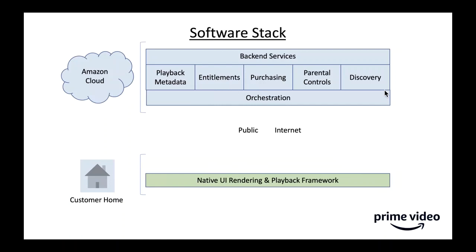So when the Prime Video app starts, what it does is it pulls down the latest JavaScript client from the Amazon cloud. And that then starts communicating over the public internet with the orchestration layer and the backend services, marshalling and proxying all sorts of different requests for content and UI layouts and things like that. All right, so that's a little overview of our stack.